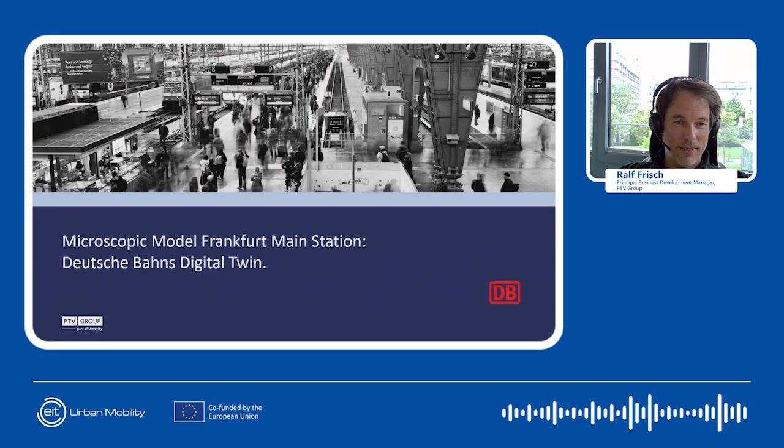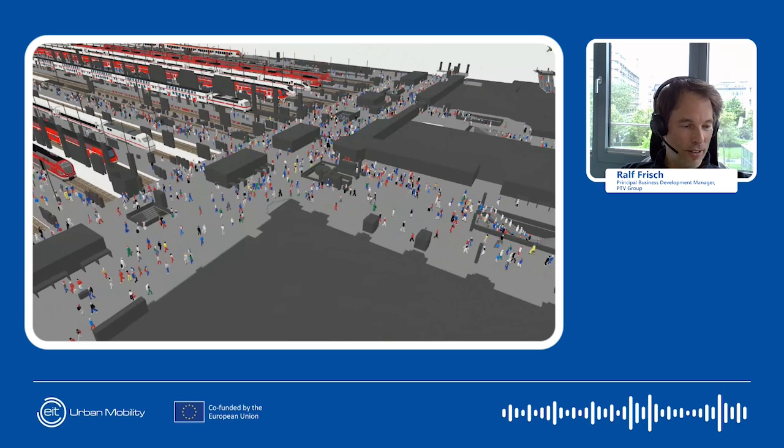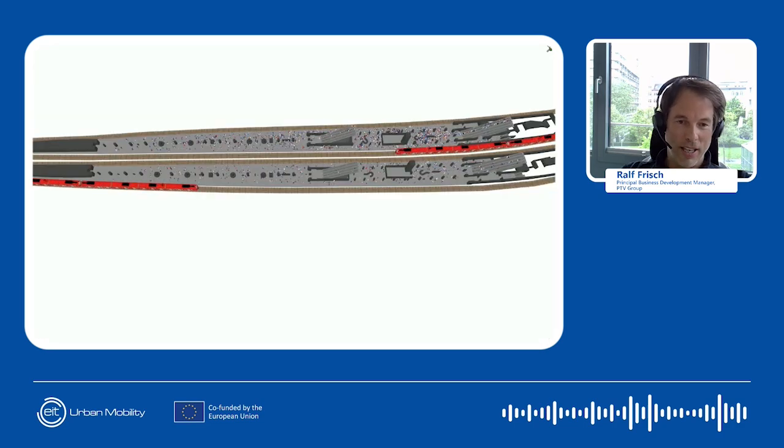So this was the first digital twin that I wanted to show you, and this was a macroscopic one. Now I would like to show you a microscopic approach, where you see the movement of every single person, and this is done by Deutsche Bahn in cooperation with us. And what you are seeing here, I think most of you might already have been there. It's the Frankfurt main station.